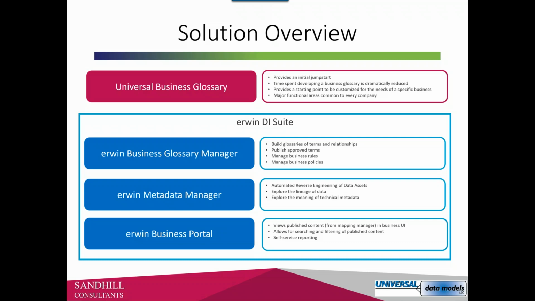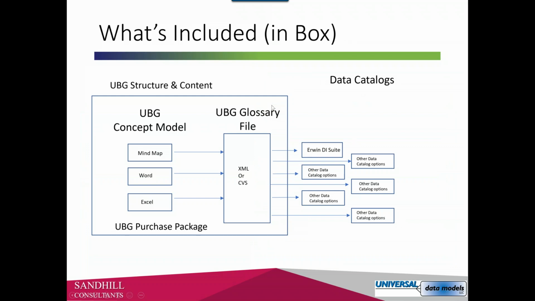The three main components that we've shown are the Business Glossary Manager, where you can build glossaries of terms and relationships, publish improved terms, and manage the rules and business policies. The Metadata Manager, where you can automate reverse engineering of data assets, and the Business User Portal, where you can view and publish content from the Mapping Manager in the Business User Interface, search and filter for content, and allow for self-service reporting.